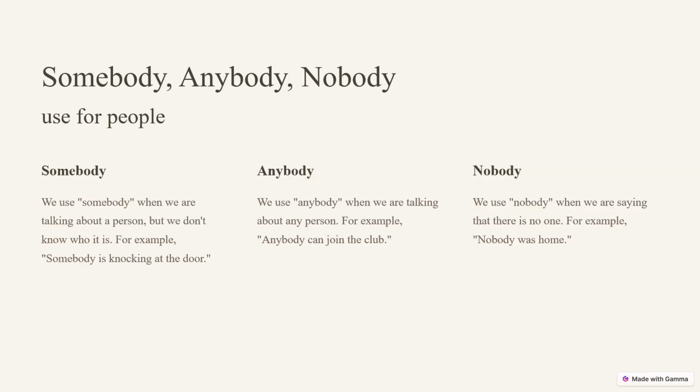Somebody, anybody, nobody. Use for people. We use somebody when we are talking about a person but we don't know who it is. For example, somebody is knocking at the door.